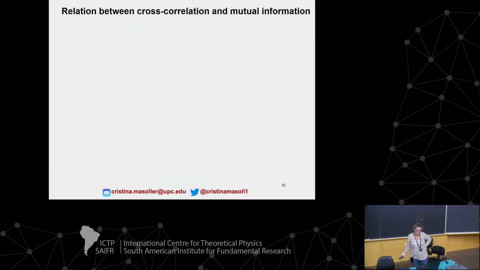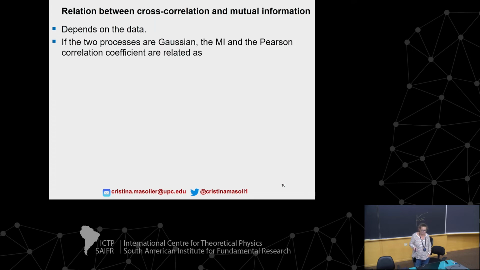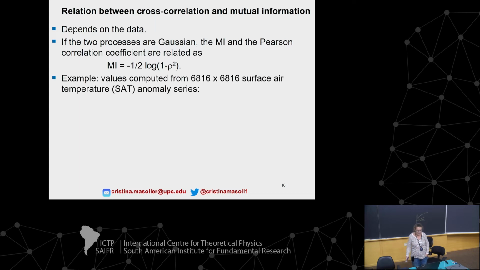There is a relationship between cross-correlation and mutual information. So in some cases, they are redundant. If the data is Gaussian, if the two processes are Gaussians, they are directly related by an equation, which is this one. So you don't need to compute both. If you're dealing with Gaussian data, the mutual information doesn't add anything. In general, they're not the same.